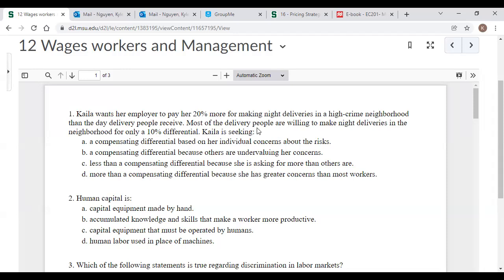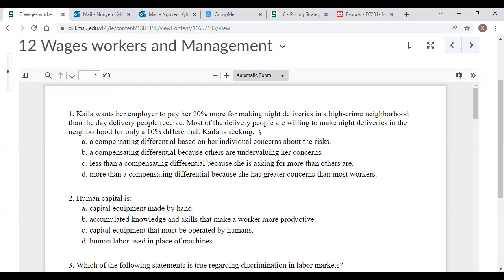Yes, that second half is correct because she is seeking one because she has individual concerns about the risk. However, she's not seeking a compensating differential. She's seeking more, because a compensating differential is 10% in this scenario. She's seeking 20%. So she's not seeking a compensating differential. She's seeking something even greater. That's why A is not correct.